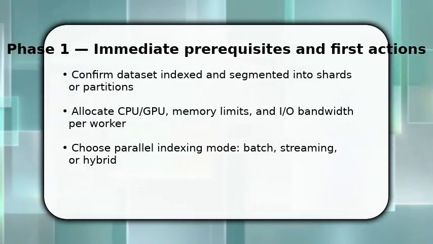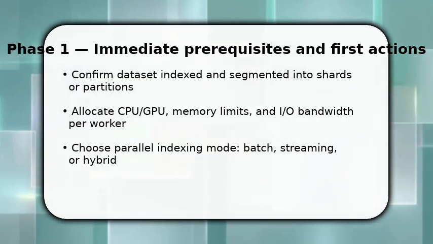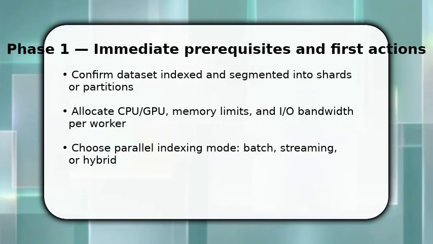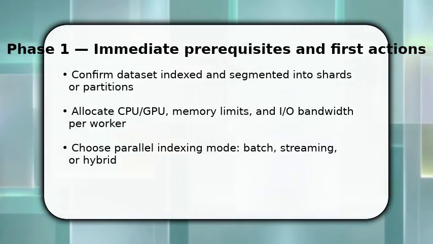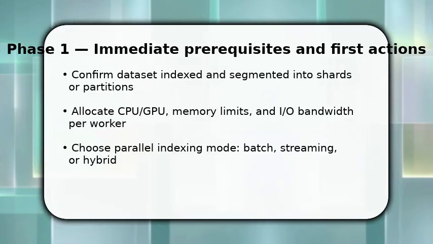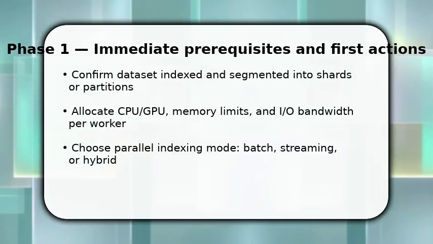Once done, pick the indexing mode: batch for throughput, streaming for low latency, hybrid for mixed workloads. And launch a small dry run on 1-2 shards to validate mapping and throughput before scaling up.